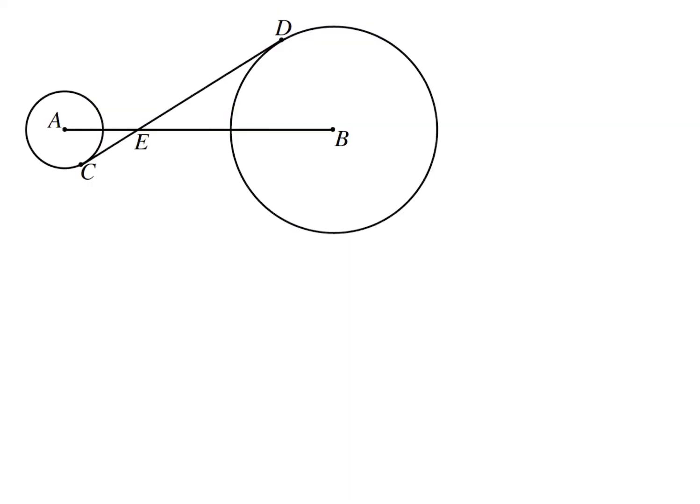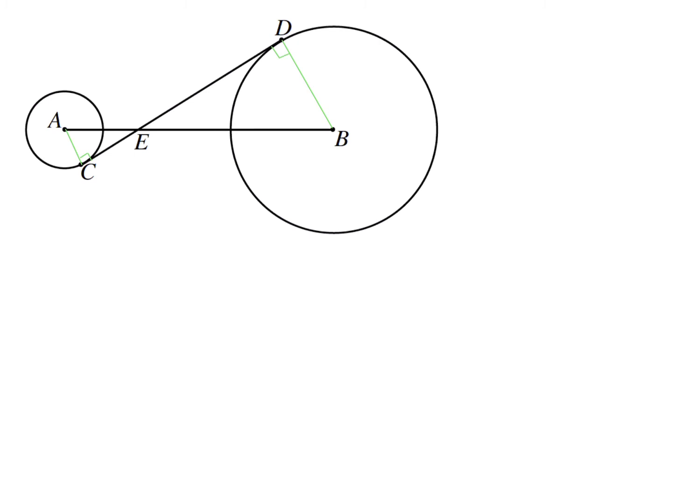All right, so the first thing I'd like to do is draw in some lines. The first line is A to C, like that. And then the next line is D to B, like that. And these are tangents, so this is going to be a right angle here, and this is going to be a right angle there. Okay? So far, so good.